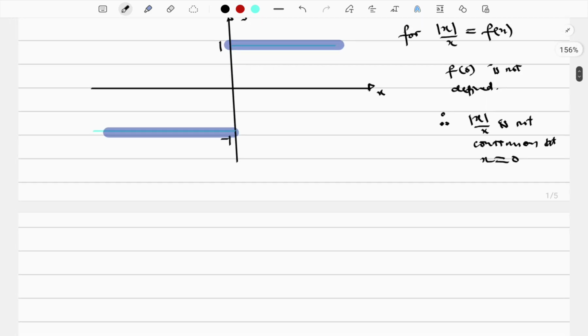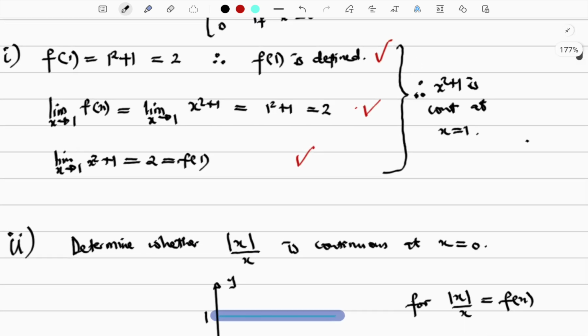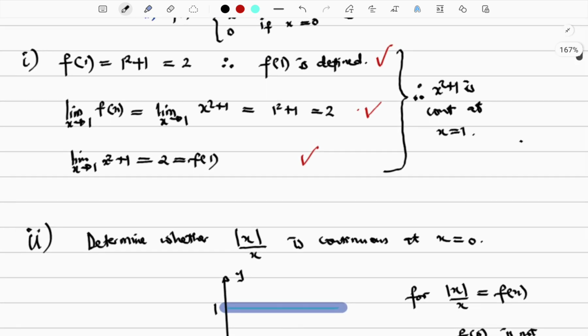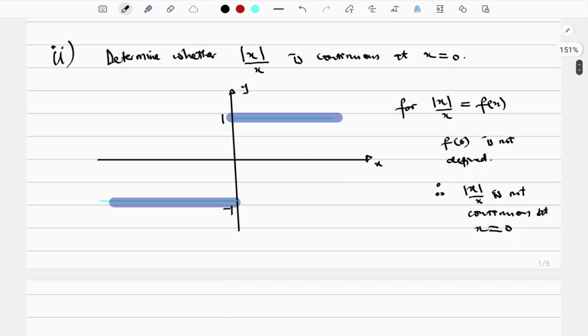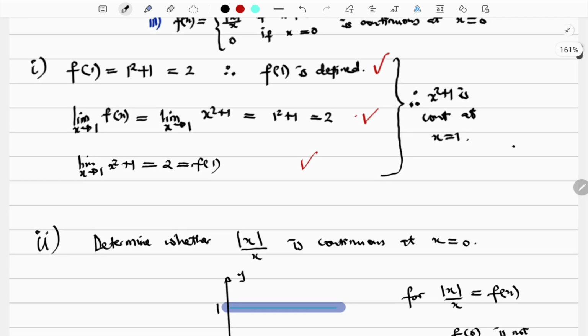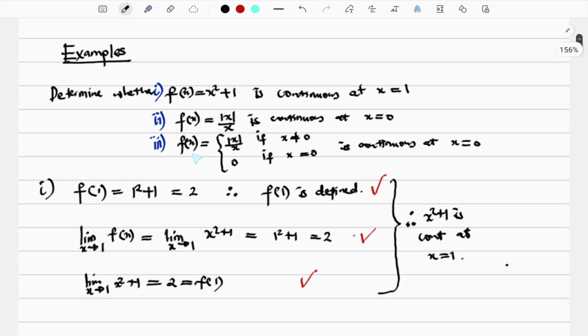Then let's consider the second part for comparison's sake. Since you can see this one just failed immediately on the first one, what if we define this function at x equal to 0? What will happen? That is the example which is coming next, which is f of x equal to modulus of x over x, and 0 if x is equal to 0.